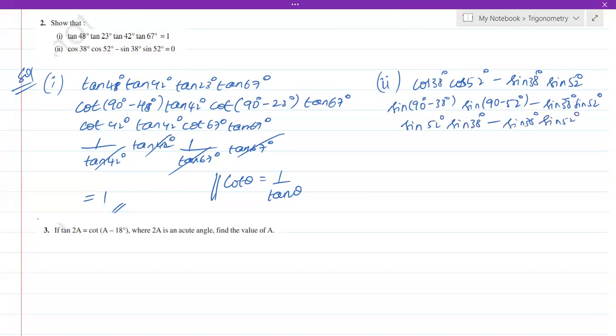If you observe, it is like A into B minus B into A. Both are same, right? A into B is same as B into A. Both are same. So this entire thing and this entire thing gets cancelled. So we'll be left with 0.